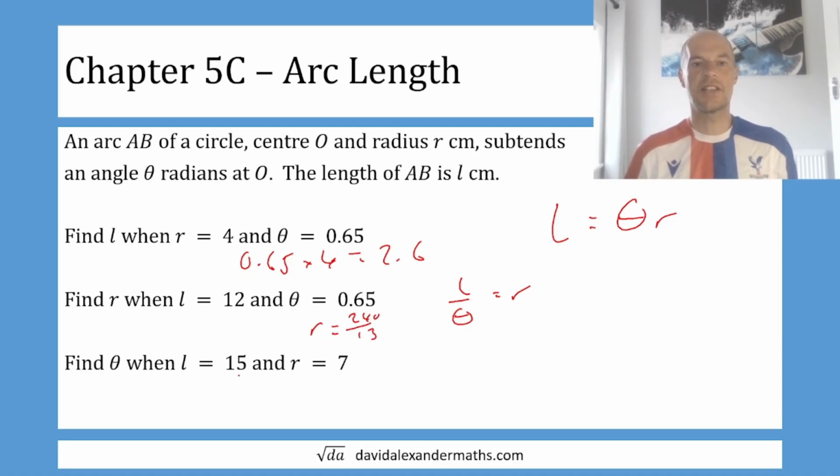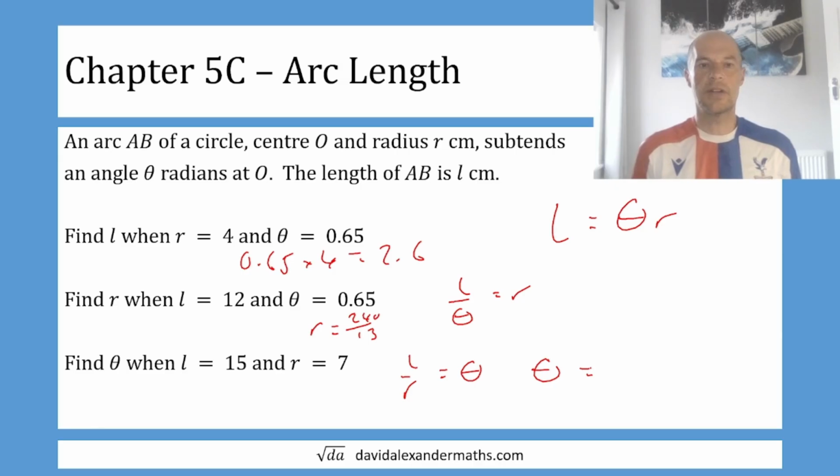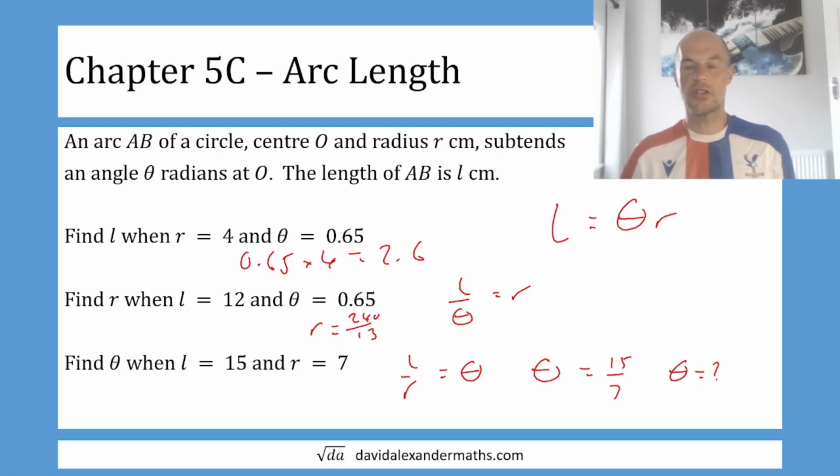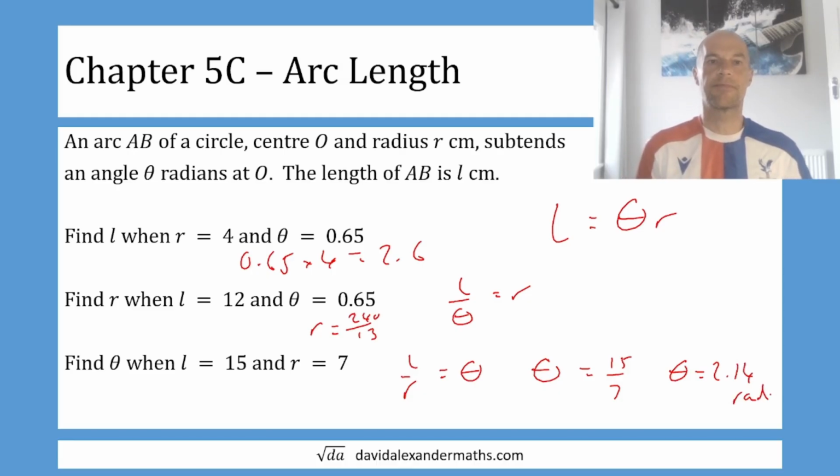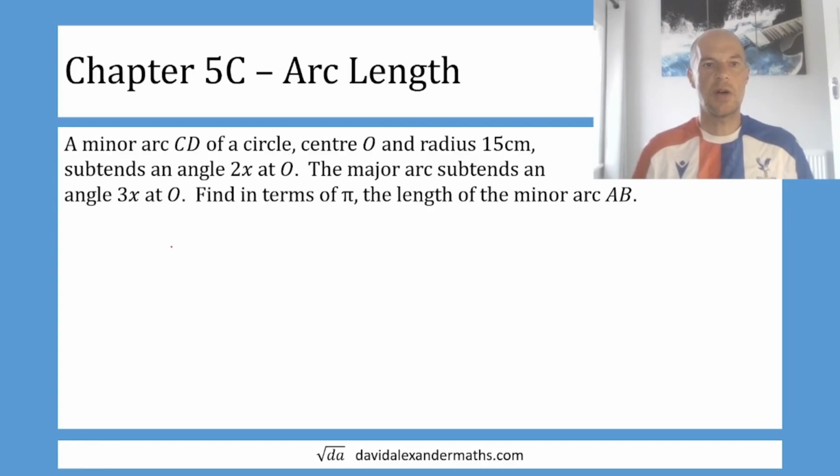And theta, when L is 15 and r is 7, well, that is just going to be L over r equals theta. So therefore, we just need to do 15 over 7. We'll just call that 15 over 7. There we go. Or the decimal equivalent, which is 2.14. So here theta would be 2.14 radians.